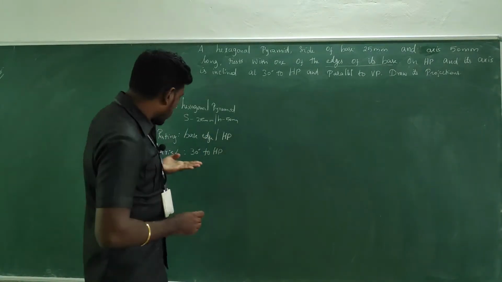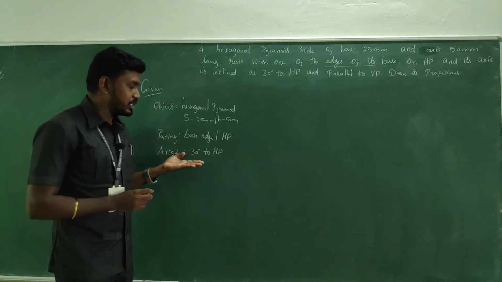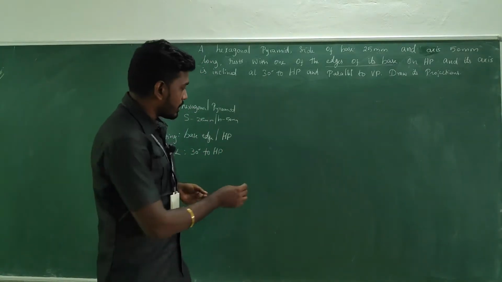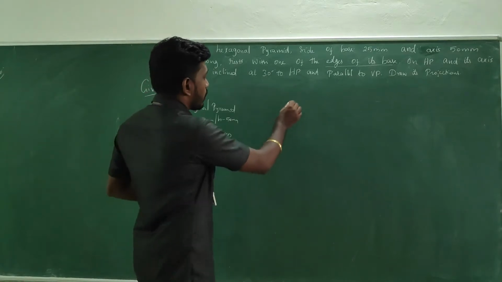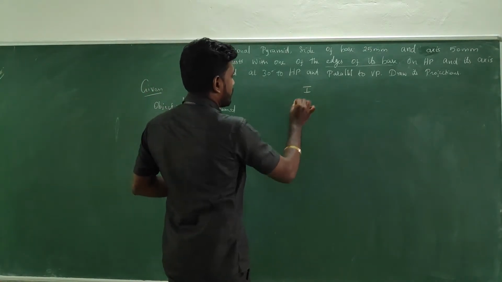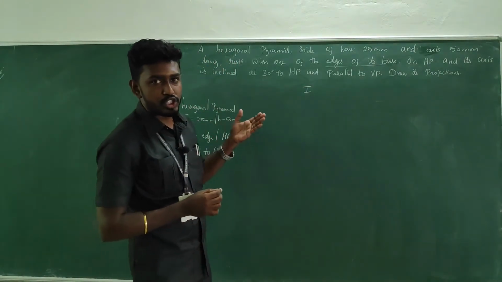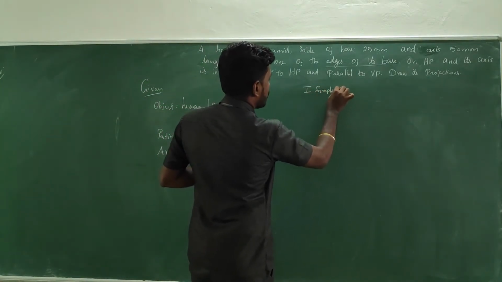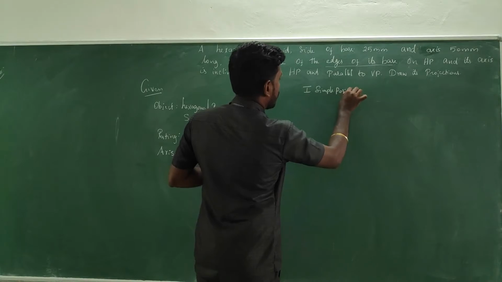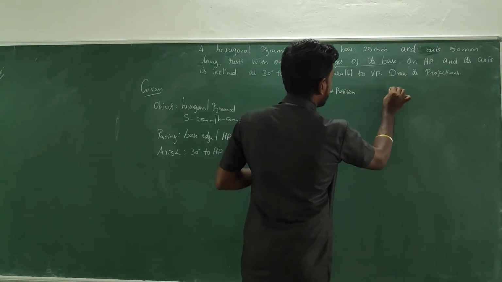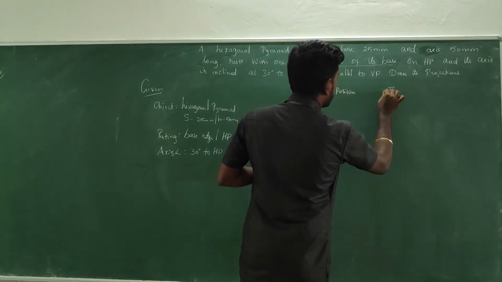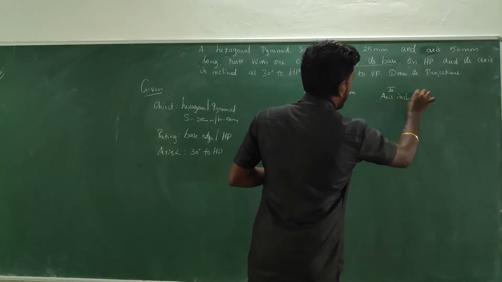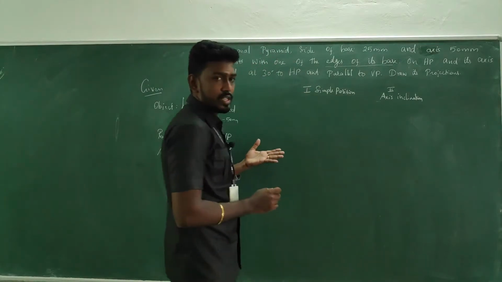Okay, so we know it's inclined to HP, so definitely we cannot get the solution in a single step. So we have to go with two stages, that means with the help of the change of position method. The first one is a simple position, and the second one is the axis inclination or special kind of condition.